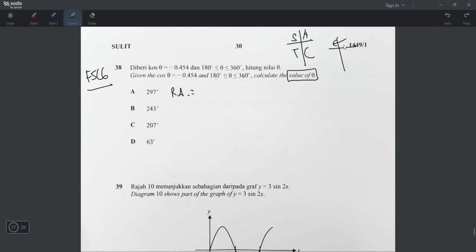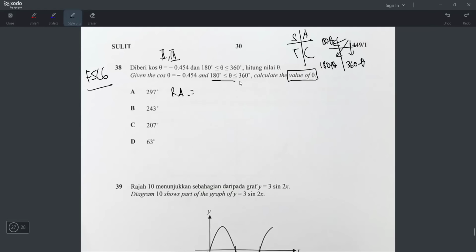And how to convert your RA to quadrant 2, quadrant 3, quadrant 4? To convert, quadrant 2 is 180 minus, quadrant 3 is 180 plus, quadrant 4 is 360 minus. That's how you convert from quadrant 1 to quadrants 2, 3, 4. If your cos answer is negative, which quadrant? 2 and 3. Because cos positive is quadrants 1 and 4. So cos negative is quadrants 2 and 3.